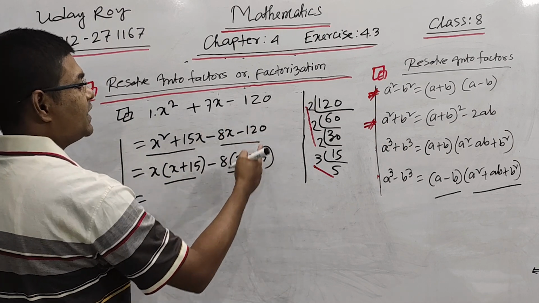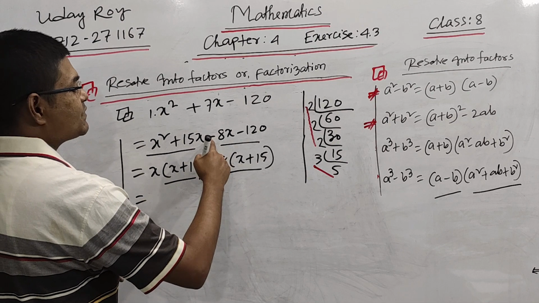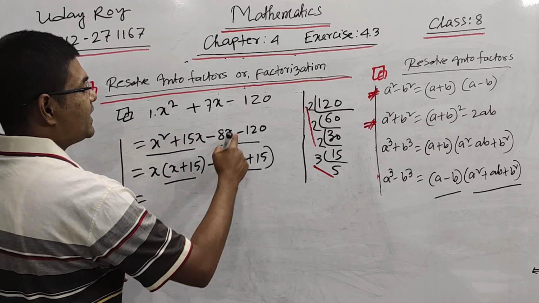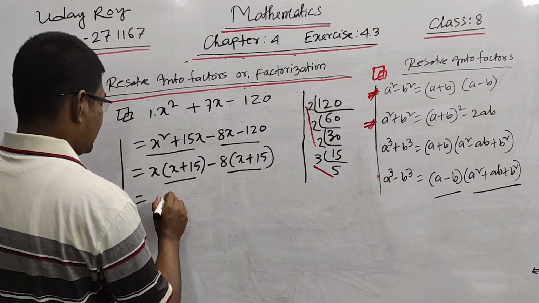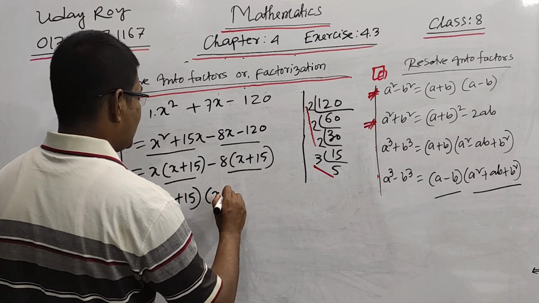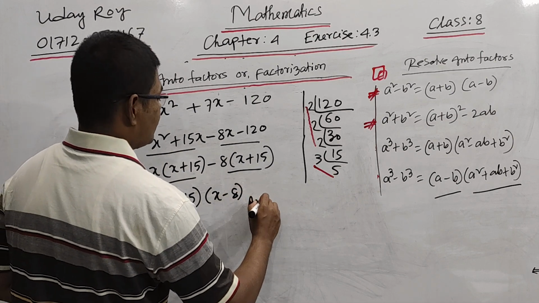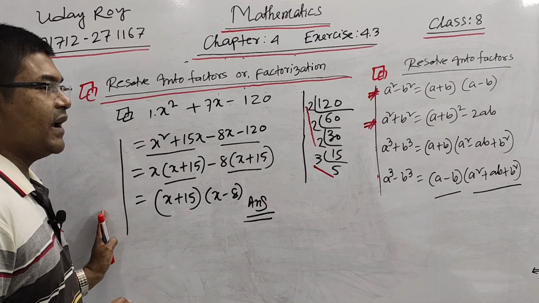8 into 15, 120. Here is minus. So here is x minus 8, and x plus 15. We can write x plus 15 into x minus 8. So this is middle term breaking.